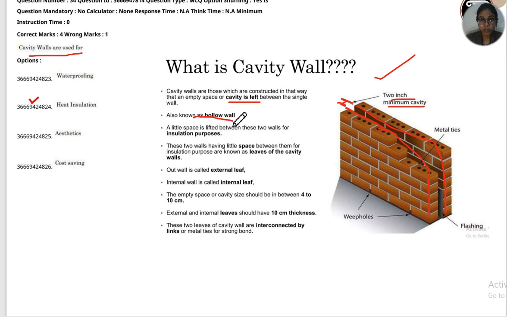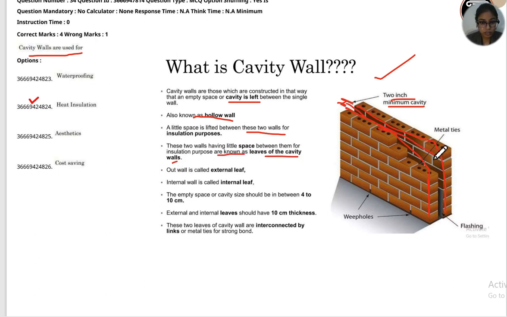also known as a hollow wall. It can also be symbolized by hollow wall. And what is the purpose? A little space is left between these two walls for insulation purposes. These two walls having a little space between them for insulation are known as the leaves of the cavity wall.